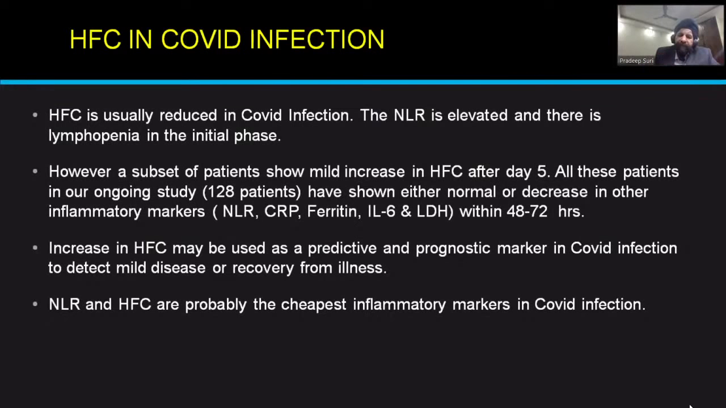Both neutrophil lymphocyte ratio and HFC are probably the cheapest inflammatory markers in COVID infection and can be used in places where they do not have facilities for more sophisticated inflammatory markers to be tested.